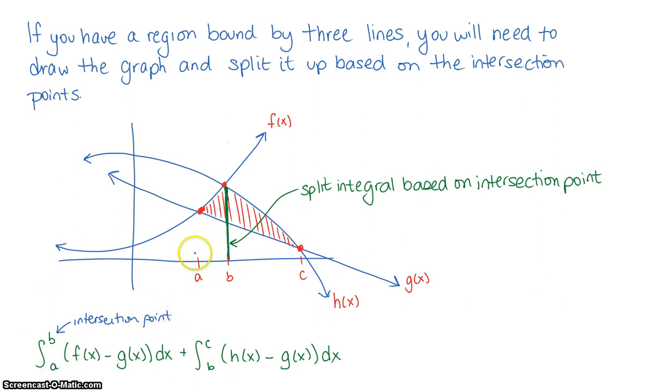So from A to B, f of x is higher than g of x, so f of x minus g of x. And we're going to add the other area that's on the other side from B to C, based again on this intersection point where it goes to having h of x above g of x.